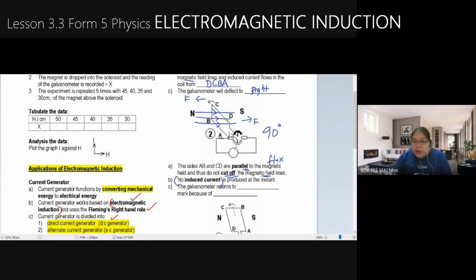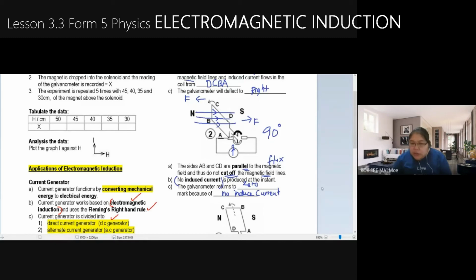So what happens to the galvanometer? It goes back to zero. Just now it went right, is it? Now it goes back to zero because there is no current. So from here, no induced current is produced at that instant, so the galvanometer will return to the zero mark. Why like this? Because no induced current. There is no induced current to pass through, so it will go back to the zero mark.